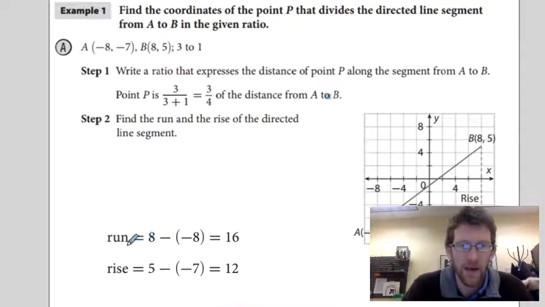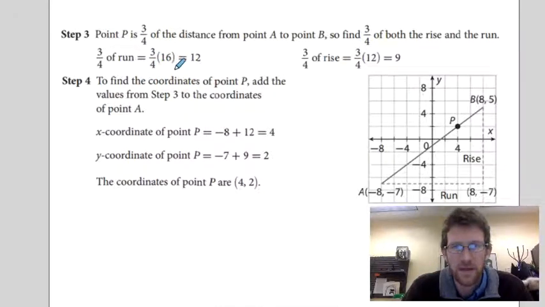And the run, or the x component distance, here is 16, right? It's the difference in the x's. The rise here is the difference in y's, which is 12. And then we can apply basically the same thing we did on our previous problem to these 2 values. So what is 3/4 of 16 and what is 3/4 of 12?